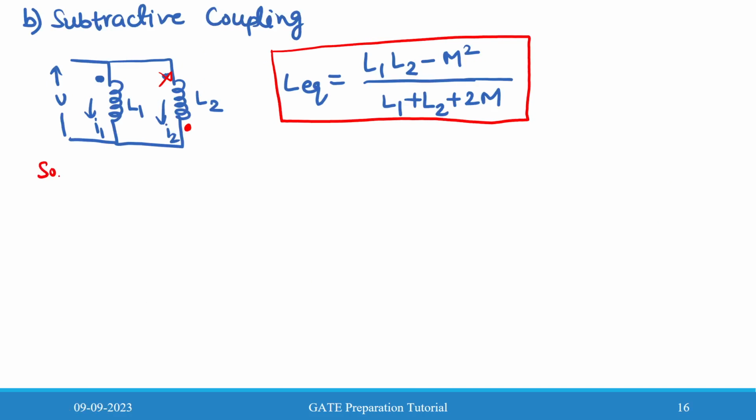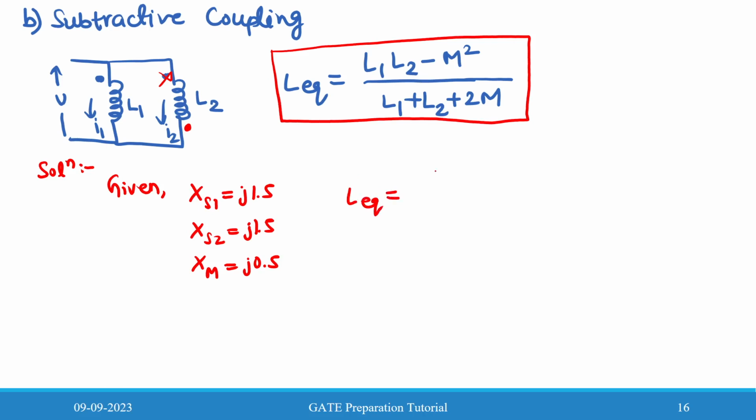So the solution for the problem: the given values are X1 equal to j1.5, X2 equal to j1.5, XM is j0.5. Whatever the formula, we know that L equivalent for additive coupling is L1 L2 minus M square divided by L1 plus L2 minus 2M.